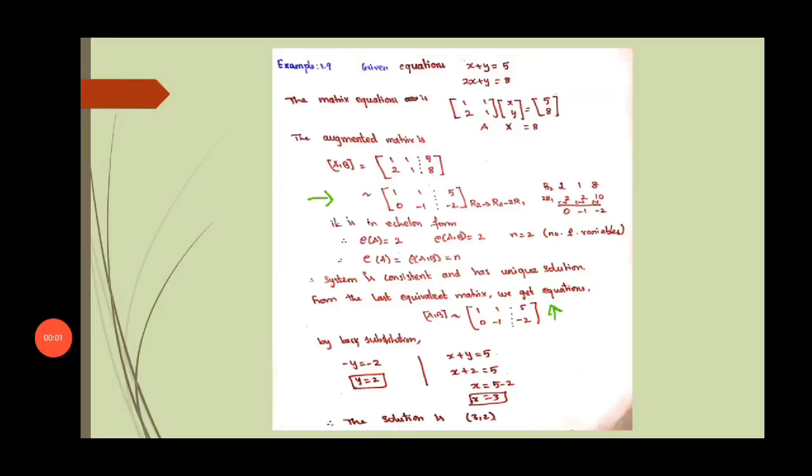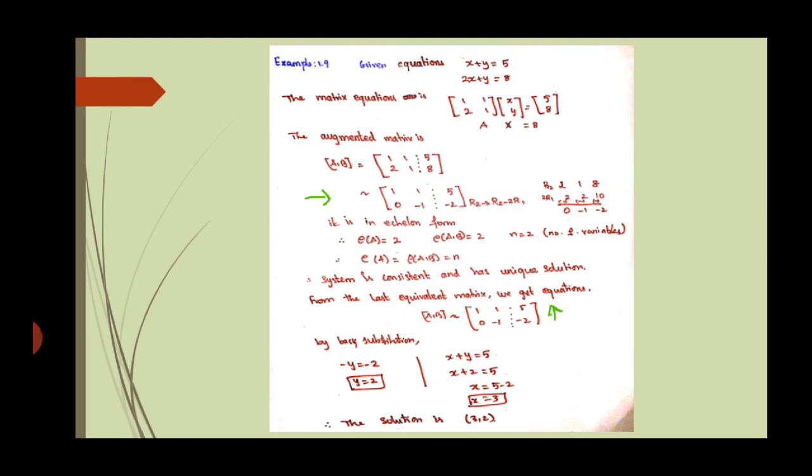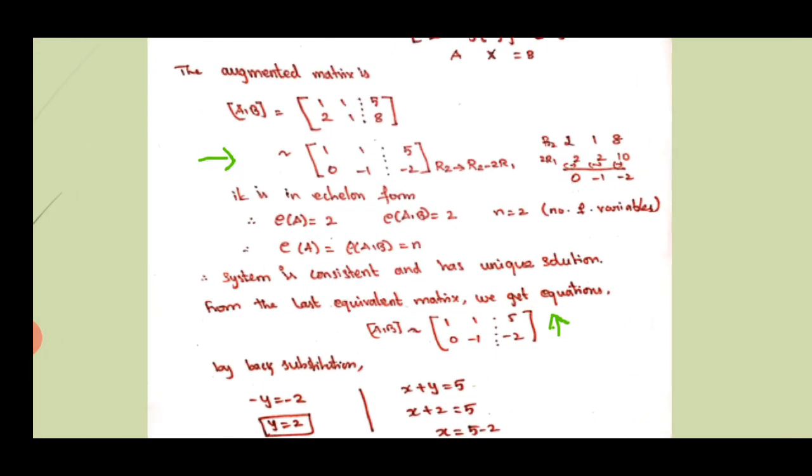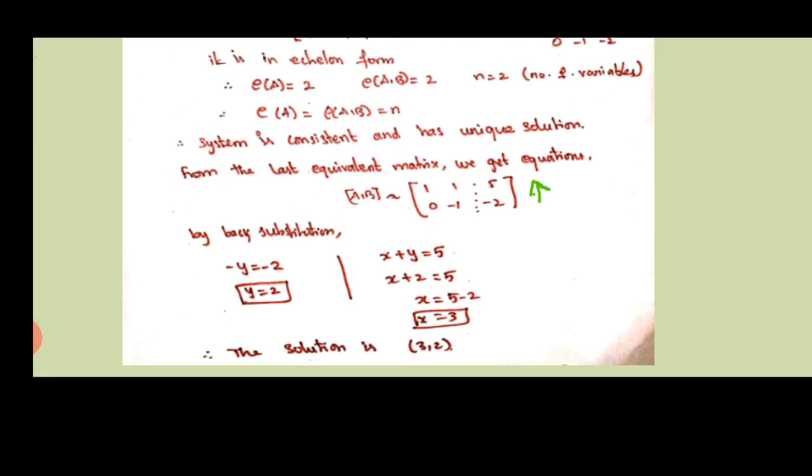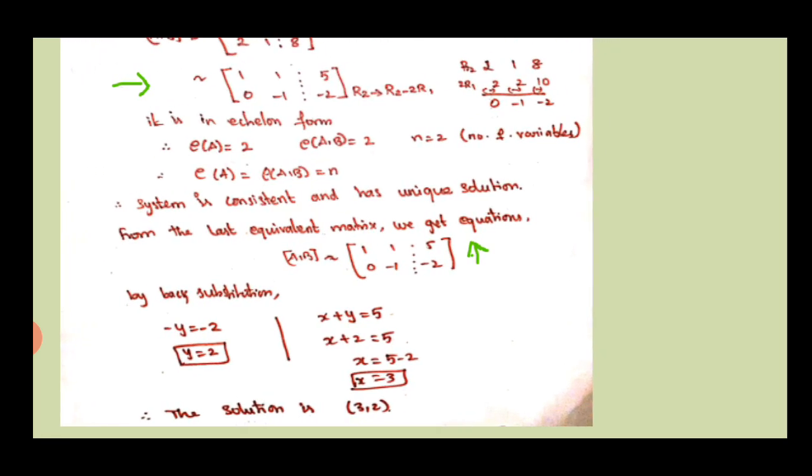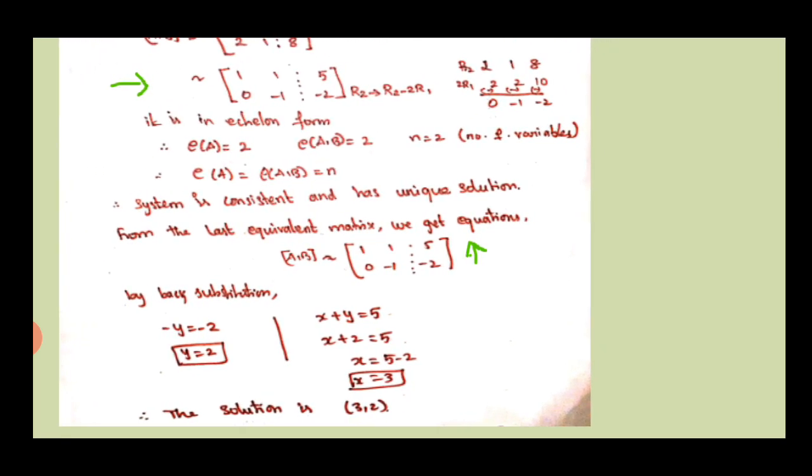And now we have to find the unique solution. Take the last equivalent matrix, the green colored arrow matrix, and write it again. So AB equals 1 1 5 and 0 minus 1 minus 2. By the back substitution method, we start with the last row, so take the last row and convert it to an equation. There is no x term, so we have only the y coefficient: minus y equals minus 2, cancel the minus on each side, so y equals 2. And the next one, the first row in the AB matrix is 1 1 5, so the x coefficient is 1, the y coefficient is 1, so x plus y is equal to 5.